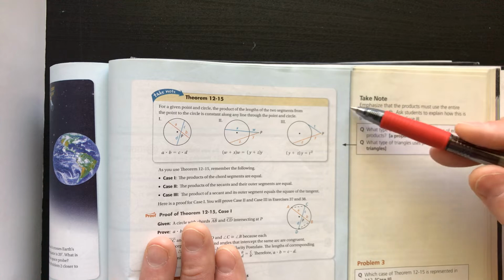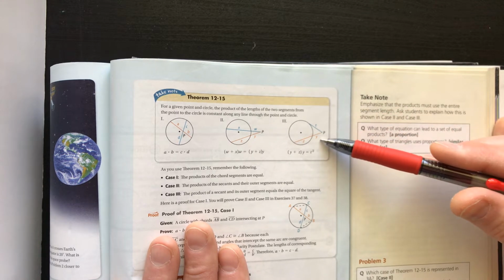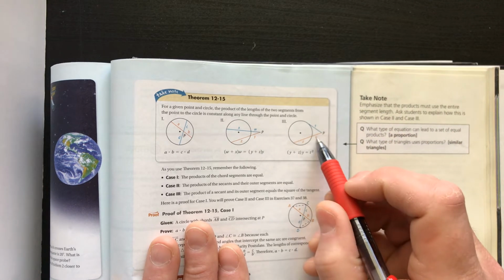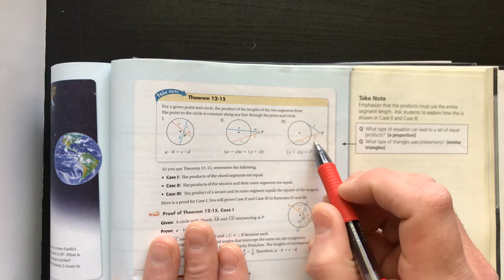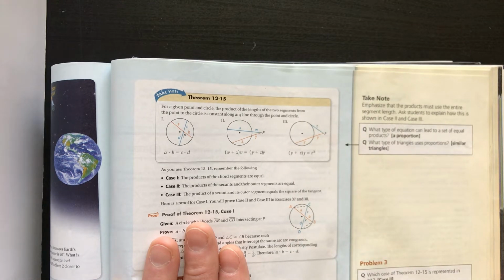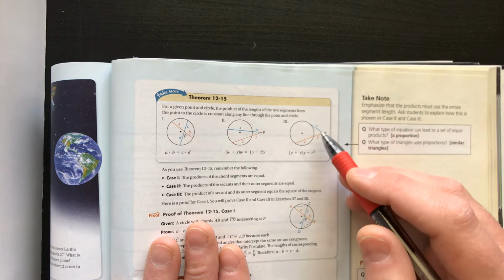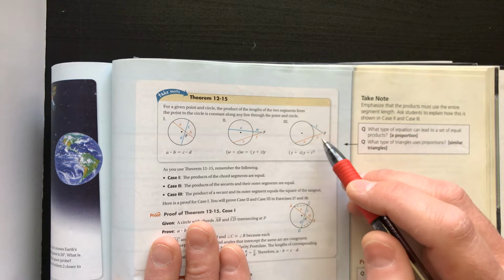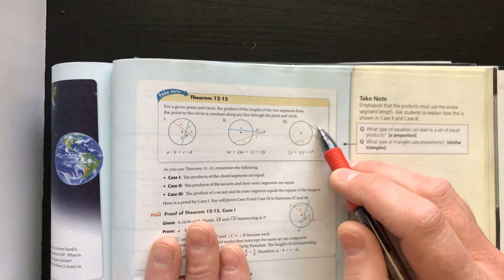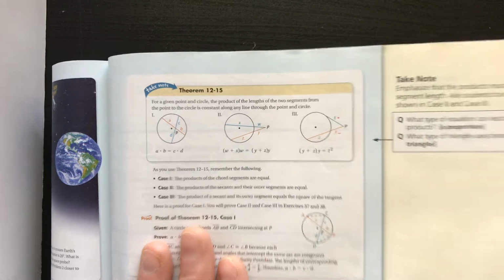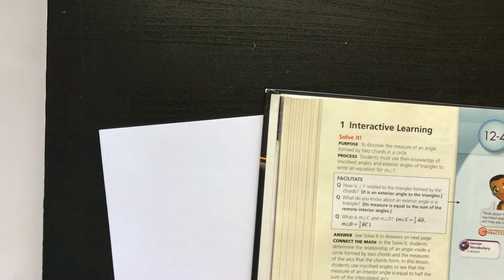And then when you have a tangent and a secant, you take outside plus inside times outside, which is what we just did, but then with the tangent, you just square it. So it would be y plus z times y equals t squared, okay? So that's when you're trying to figure out segment lengths.